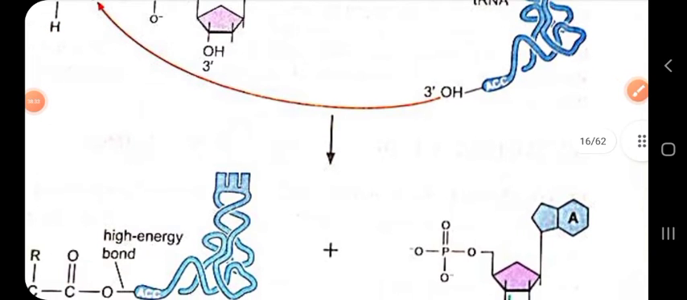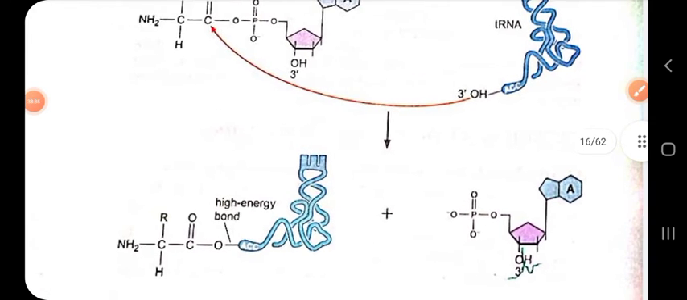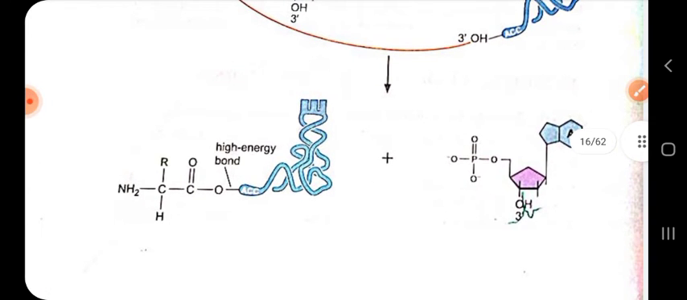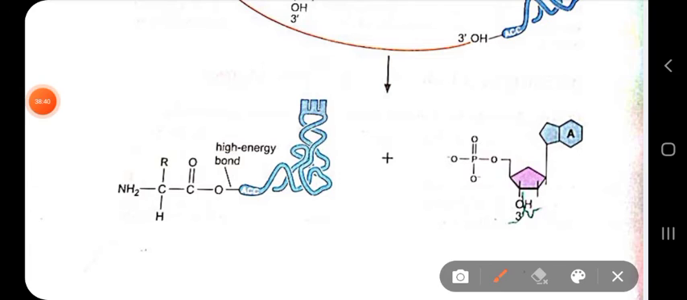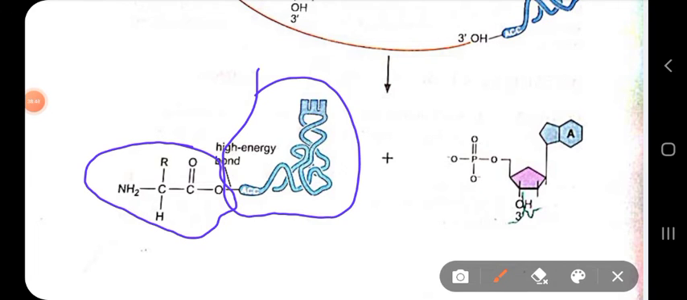You can see the CCA region, and within the CCA region you can see an adenine. Within the adenine there is a sugar molecule also, and that sugar molecule catalyzes the binding of the amino acid to the tRNA. So you can see how the amino acid has been attached to the tRNA molecule with the release of the AMP.